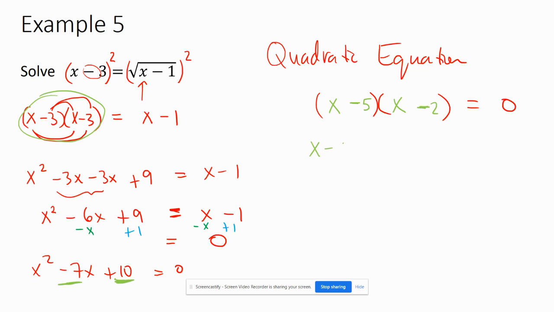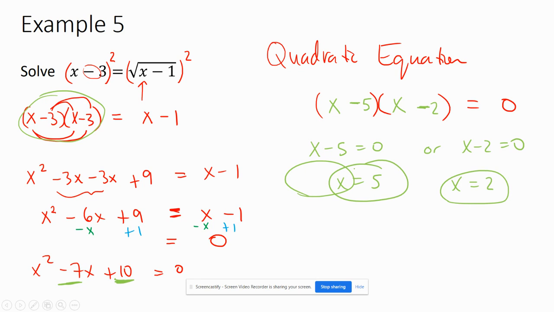This means that x minus 5 equals 0 or x minus 2 equals 0. And so that means if we just add 5 and 2 to both sides, we get x equals 2 and x equals 5. Whoa, what happened there? But if we check these numbers in the original equation, some weird things are going to happen again.